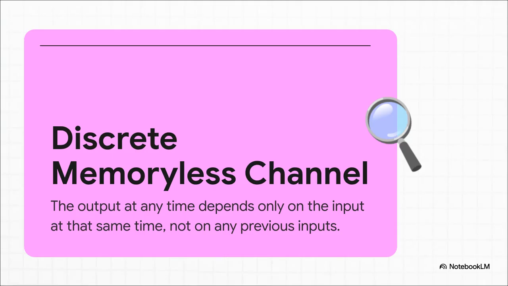Now, in the world of information theory, the standard model for this is something called a discrete memoryless channel, or DMC. I know, that sounds super technical, but the idea is actually pretty simple. Memoryless just means the channel doesn't care what happened a second ago. Every little bit of information is on its own, independent journey.